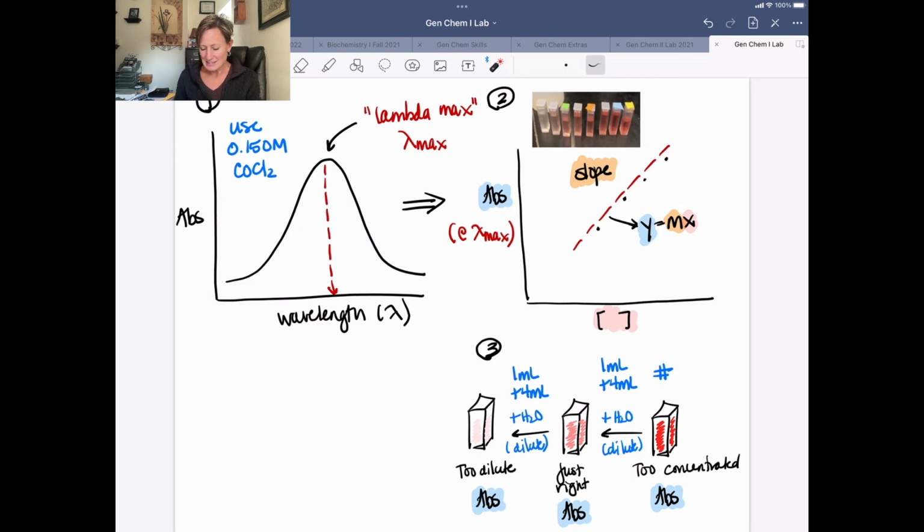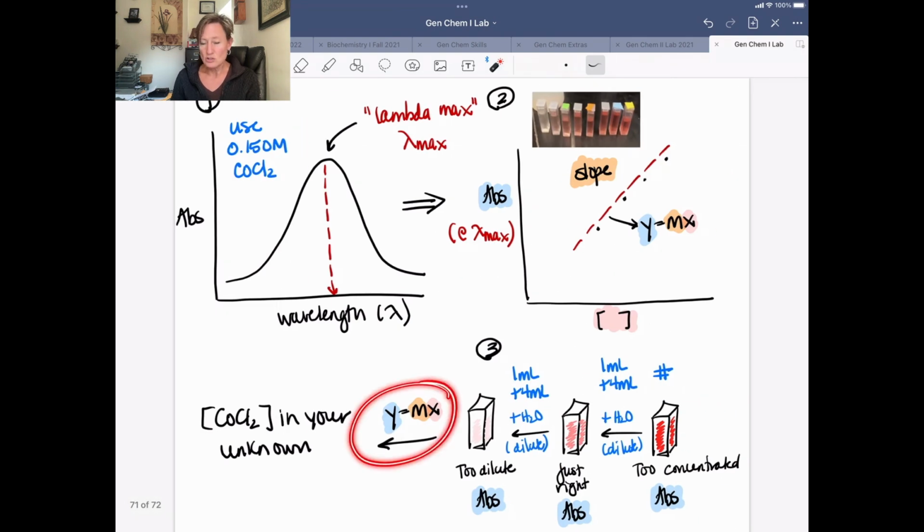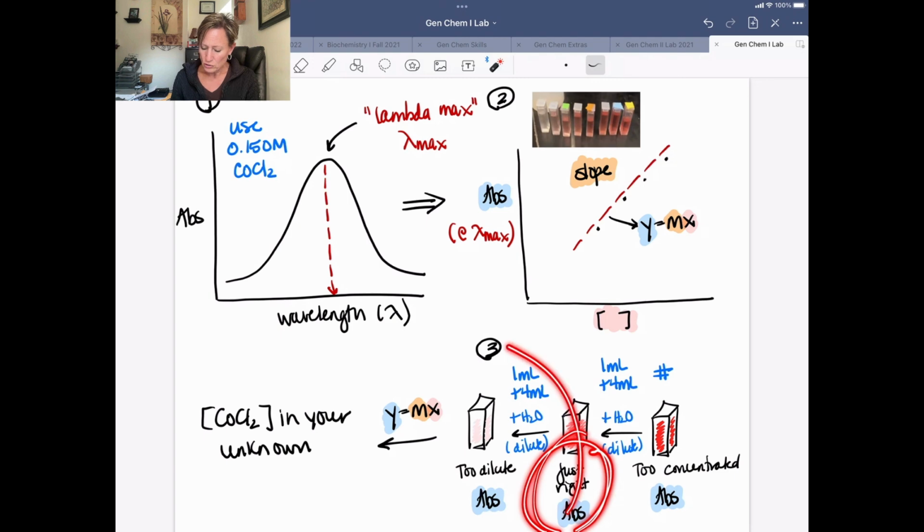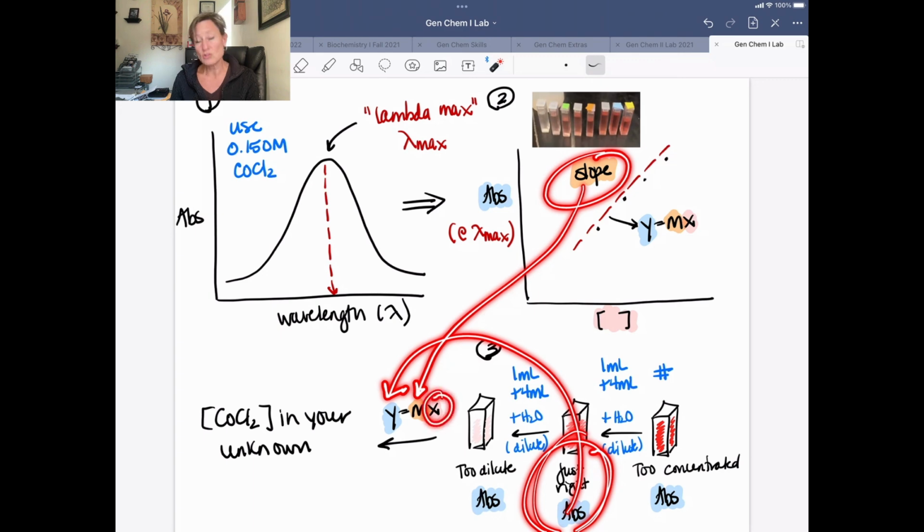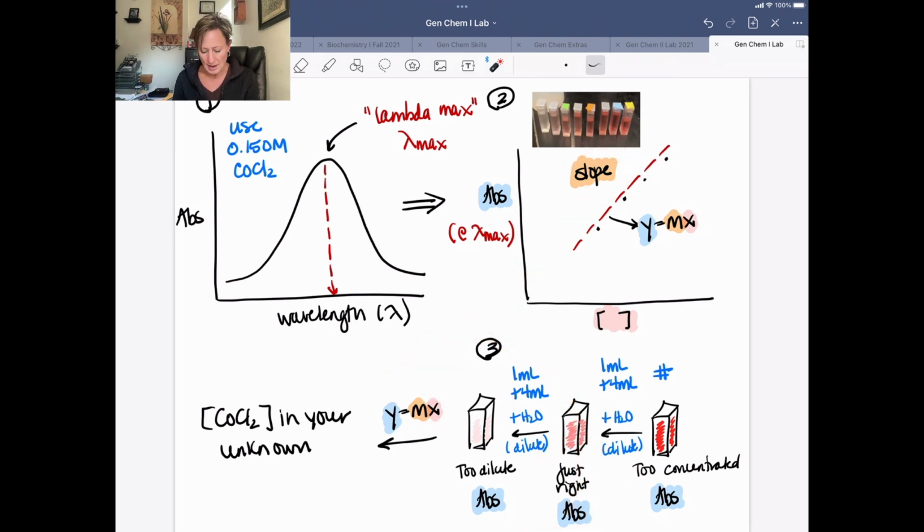Okay, last thing then is you're going to use your standard curve equation and the absorbance value you measured. I should say we're going to use the one that's just right. You're going to plug that into here. We have the slope, and that's going to go here, and then you have an equation where you're solving for one unknown, the concentration of cobalt chloride in your unknown solution. And that wraps up the lab. There are a few post-lab questions that ask you to think a little bit more deeply about some of these kinds of calculations, but that's pretty much it.